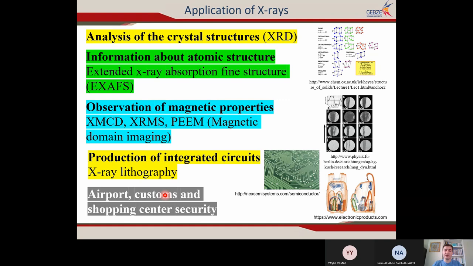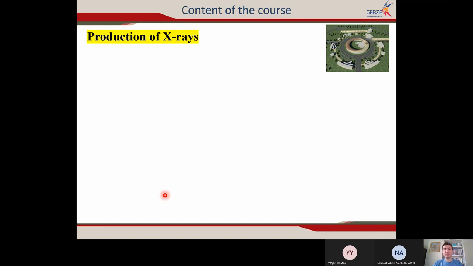So now let me finish with the content of this course during the semester. Next week, I will talk about the production of X-rays. We have discussed the X-ray tube today. We will continue with the rotating anode tube, cyclotron, synchrotron, and free electron lasers. We will discuss more or less all the details of those methods.